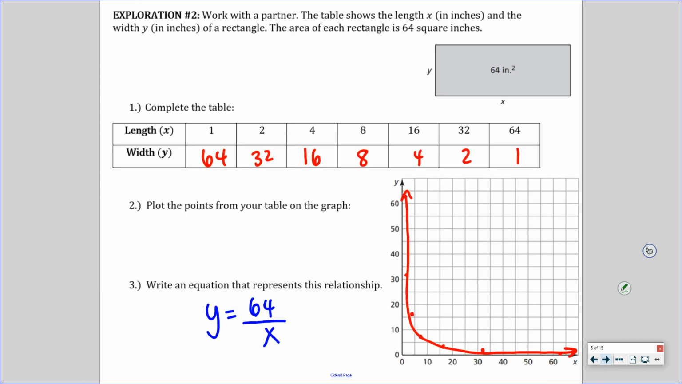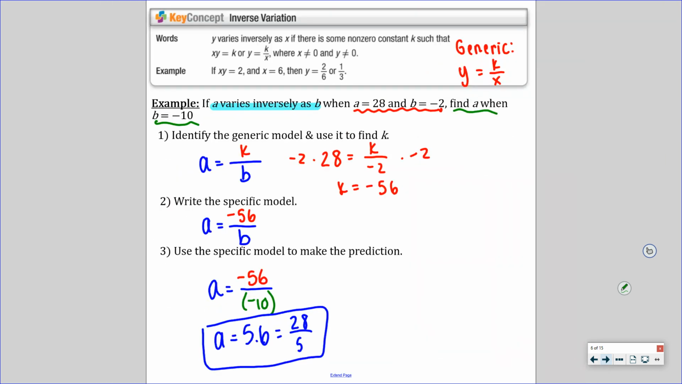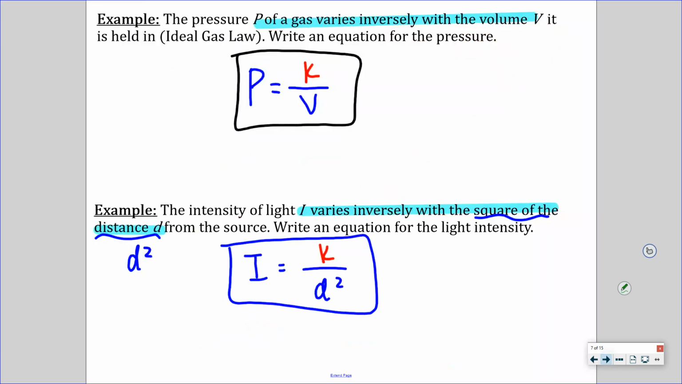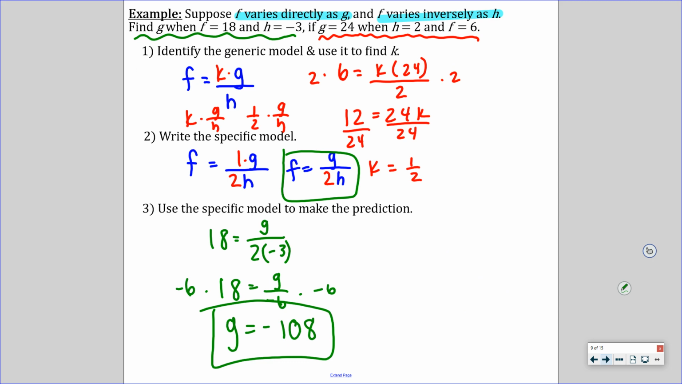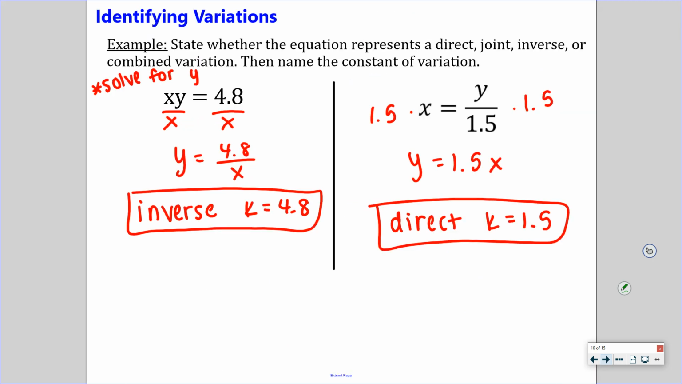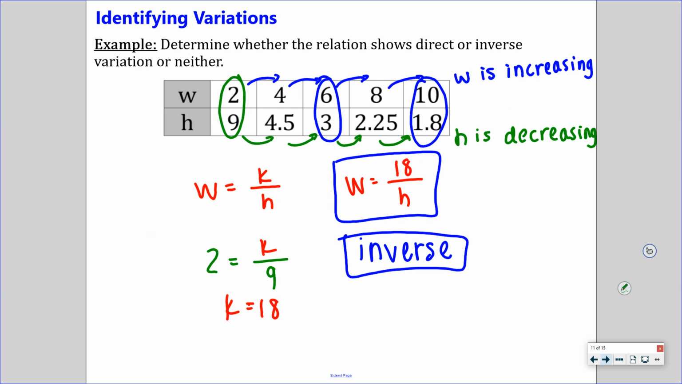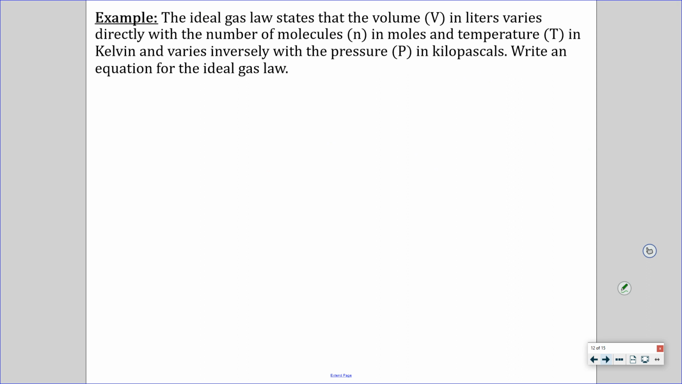If it varies inversely, we have some constant divided by that other variable, such as x. And then we also talked about joint variation, which just means multiple direct variations. So you can have a constant times x times another variable, and then combined, where there could be some types of direct and inverse relationships going on. We actually tried to combine one, and then we looked at some equations and a table to identify direct and inverse variations from that type of model.